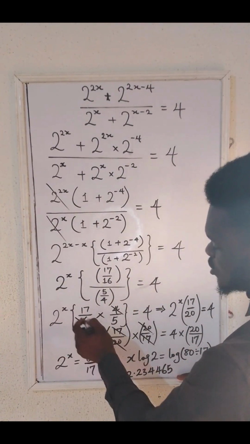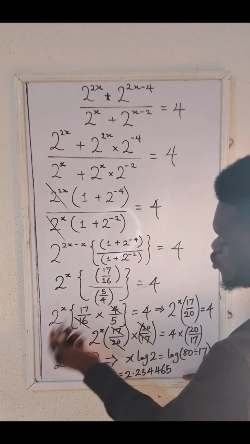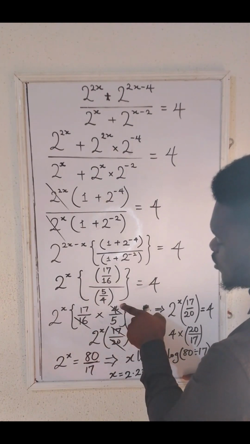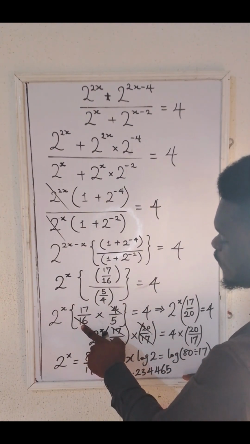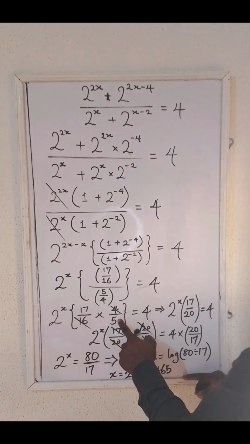Then you do that. You can see that 4 is here and 16 is here. So you simplify that. 4 here, 4 here, 4 here will become 1, and 4 into 16 will become 4. So 4 times 5, you get 20. That's how I got this 20.